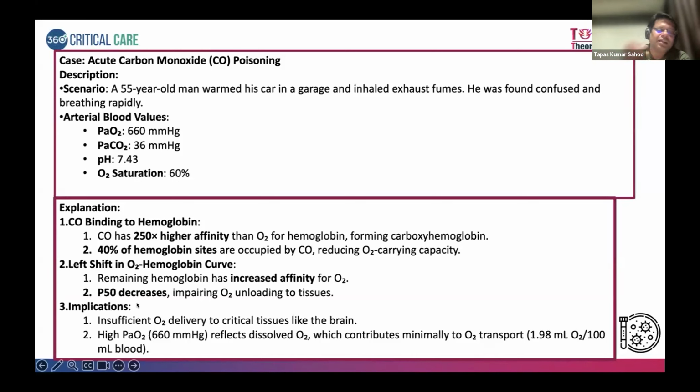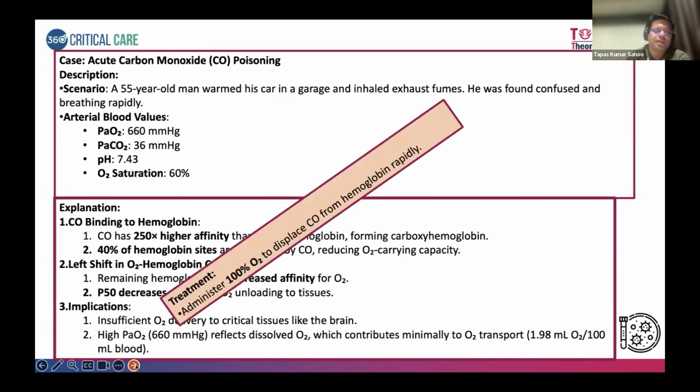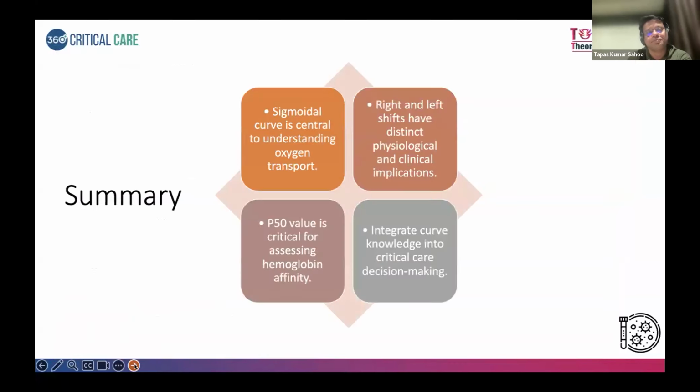P50 is decreased and there would be a left shift of the oxyhemoglobin dissociation curve. Now, the treatment would be to administer 100% oxygen to displace carbon monoxide from the hemoglobin rapidly, so that the hemoglobin will now combine with your oxygen.